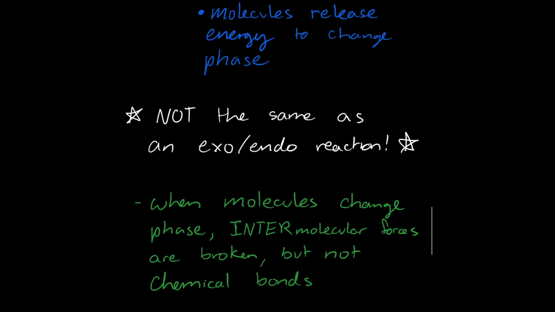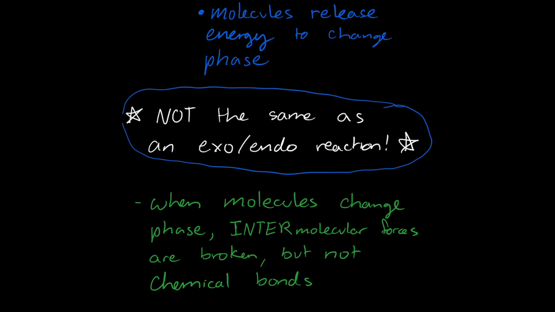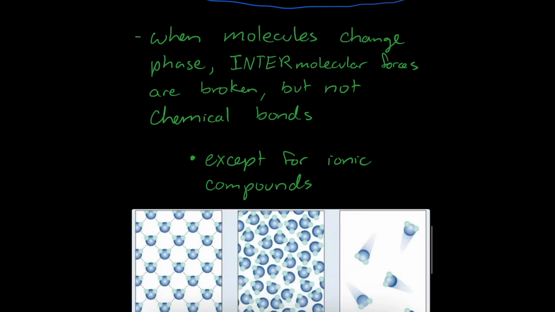I want to make this clear though, exothermic and endothermic phase changes are not the same thing as an endothermic or an exothermic reaction, because phase changes are reversible, right? Water can be ice, turn into water, and then refreeze. However, chemical reactions tend not to be as easily reversible as that. And so those are two different things. So I don't want you to think that endo and exo phase changes and endo and exo reactions are exactly the same, because they're not. All right? Other things to note.